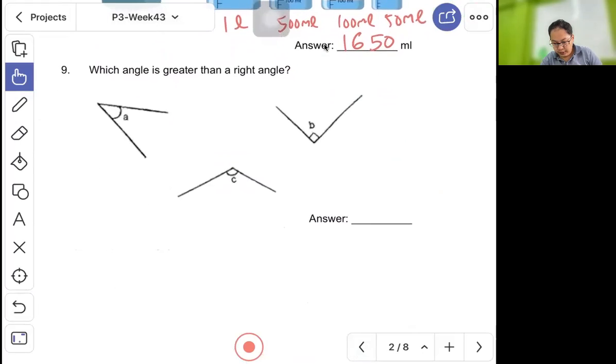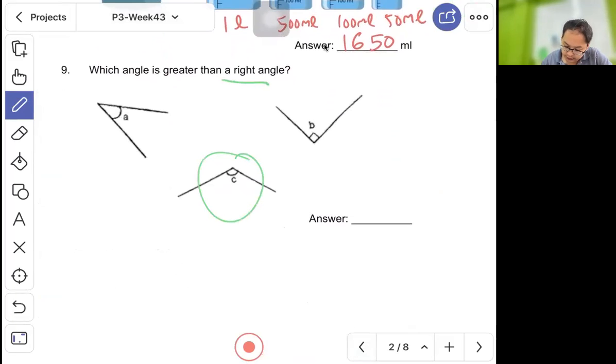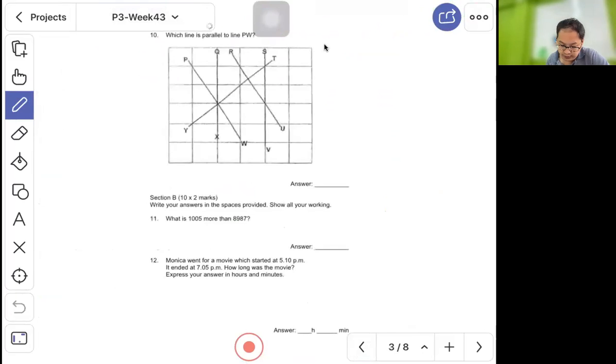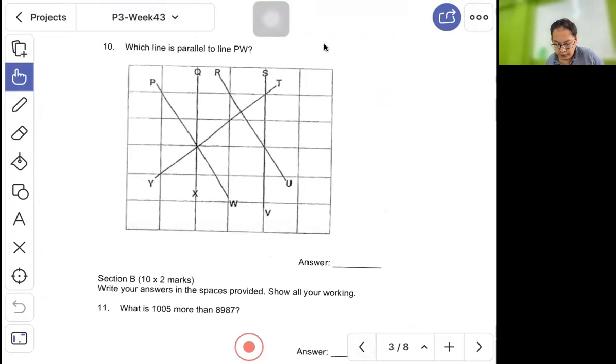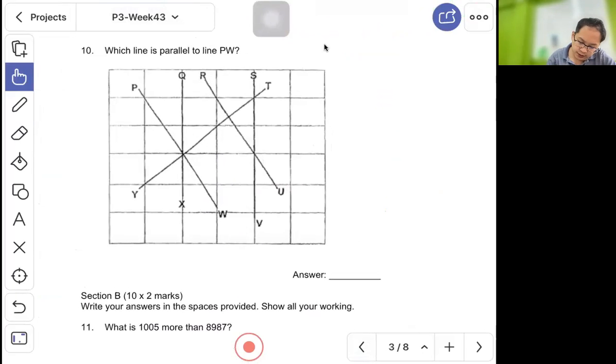Question 9. Which angle is greater than a right angle? So answer is C. You can use your ruler. Here your ruler at the edge is a right angle. Question 10. Which line is parallel to line PW? So PW is right here. Parallel, same distance apart. That will be RU.